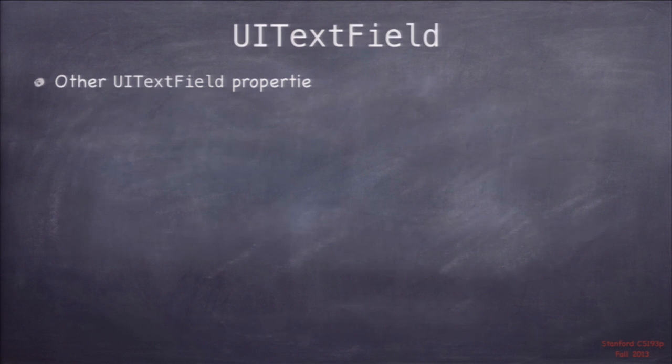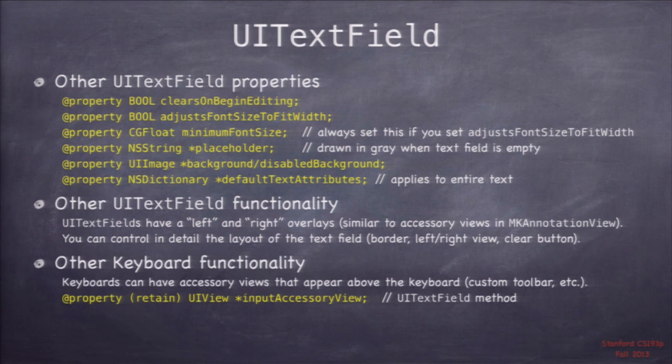Other text field properties, you can go look those up. It has a nice left and right accessor view, kind of like the annotation callout. You can even add a little view to the keyboard with this input accessory view. There's a lot of stuff to look at in text field. I don't have time to cover it all today, but you can look it all up in the UITextField documentation. All right, the last thing I'm going to talk about today before the demo is action sheet and alert.